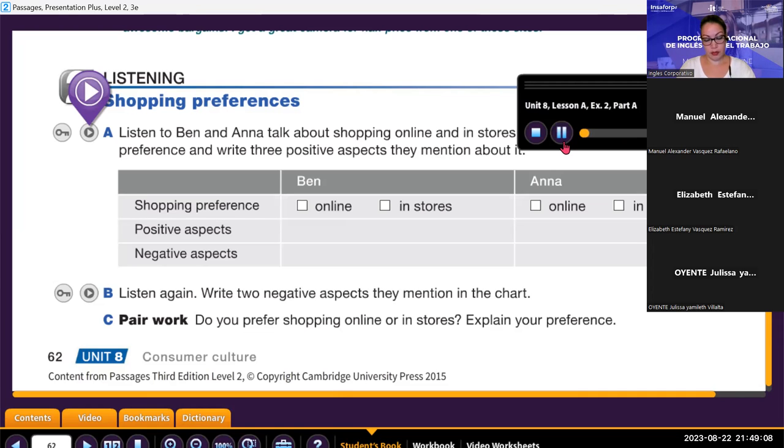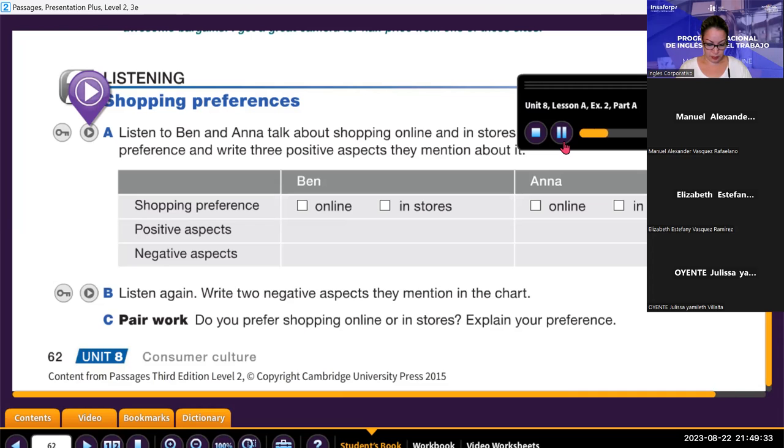Unit 8. Consumer Culture. Lesson A. Page 62. Exercise 2. Shopping Preferences. Part A. Listen to Ben and Anna talk about shopping online and in stores. Choose their preference and write three positive aspects they mention about it.